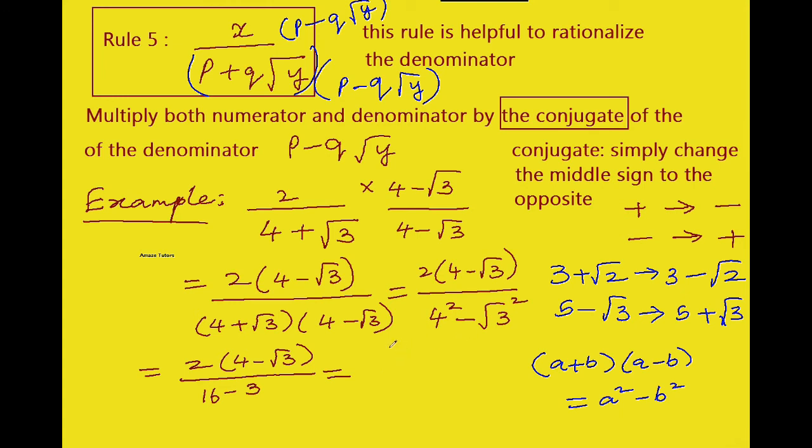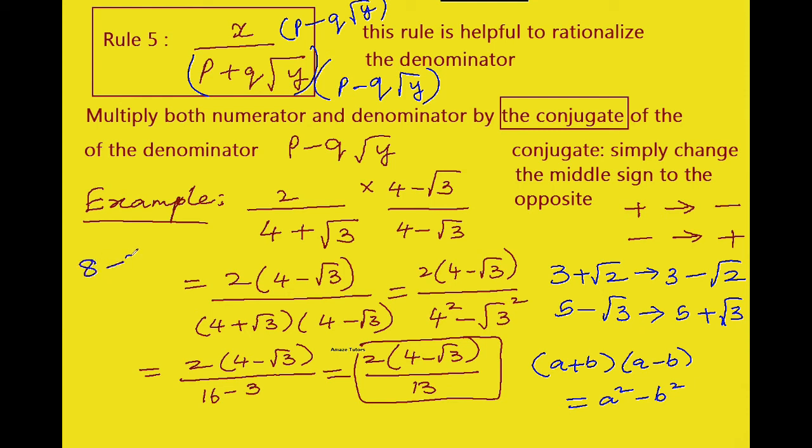Simplify to make it the simplest form: 2 times (4 minus root 3) over 16 minus 3, which is 13. So this is the final answer. Or otherwise, if you want, you can take the 2 inside the brackets. So the answer can also be 2 fours are 8 minus 2 root 3, divided by 13. Either this can be the final answer or this, it doesn't matter. Okay, this is what rationalizing is.